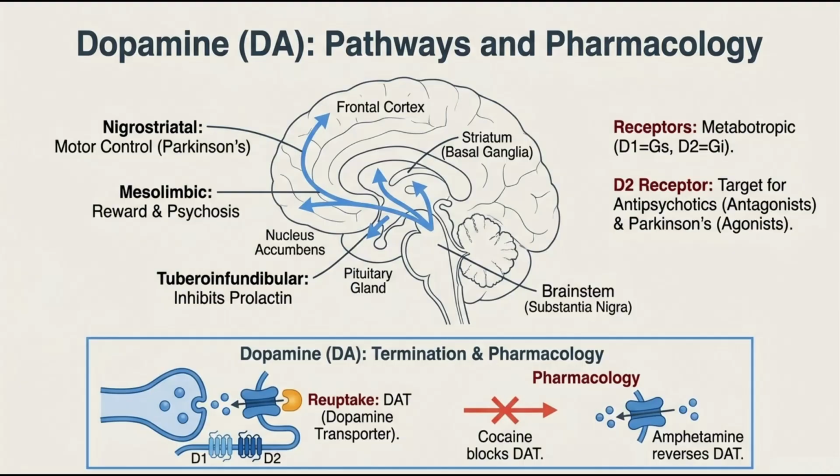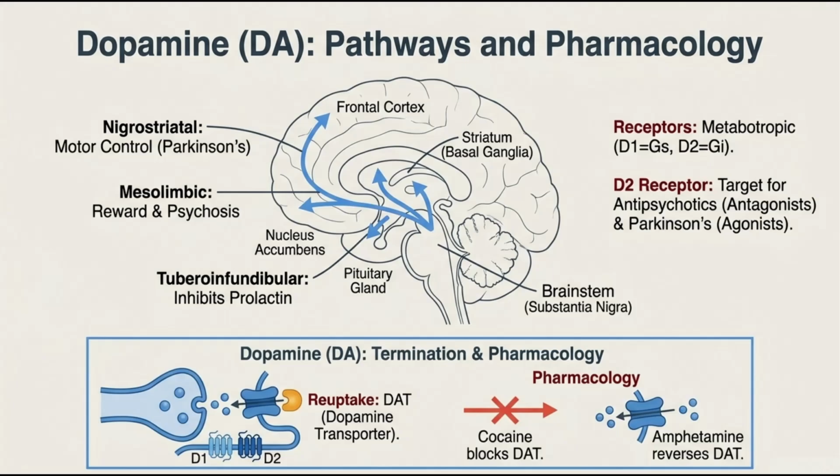Now, pathway 2, the mesolimbic and mesocortical pathways. From the midbrain out to the limbic system and the cortex. This is the famous reward pathway. It's what gives you that feeling of pleasure and motivation. It's what makes you feel good when you eat chocolate or win a bet. But it's also the pathway implicated in psychosis and schizophrenia. It's thought to be overactive in those states. The same pathway for reward and psychosis. That's tricky. It's very tricky.